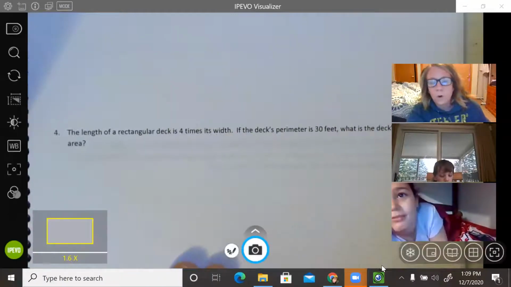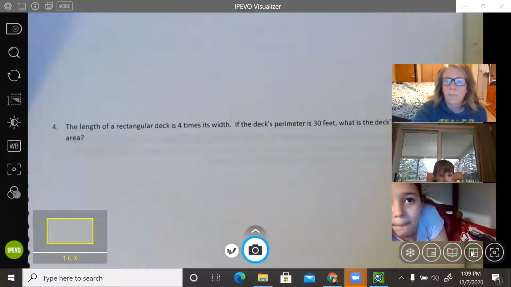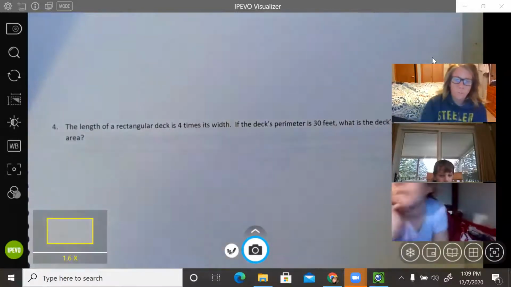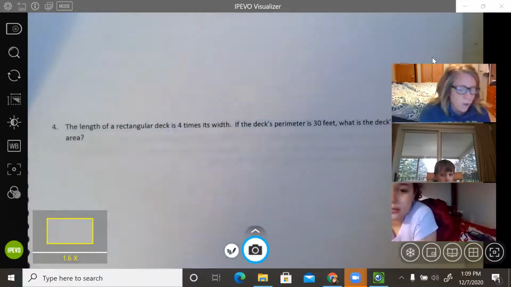Okay. Turn off the TV. So we are going to look at number 4. So everyone should turn to number 4 in their student workbook. Now, number 4 should have been done already. Everyone go to number 4. Number 4 tells you the length of a rectangular desk.